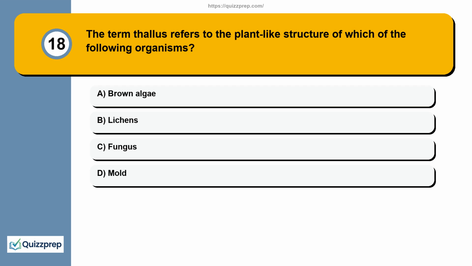Question 18. The term thallus refers to the plant-like structure of which of the following organisms? Brown algae, lichens, fungus, mold.